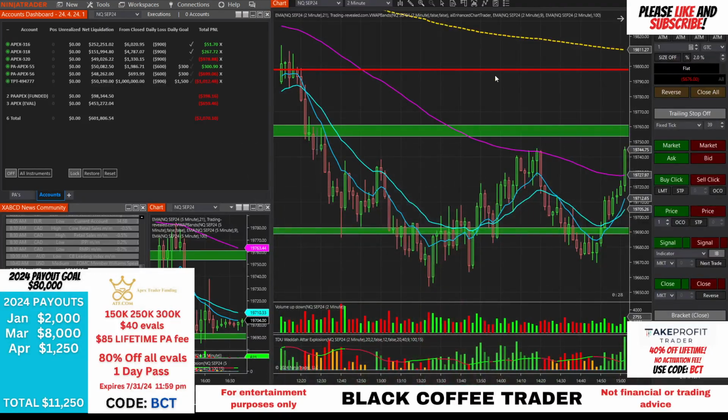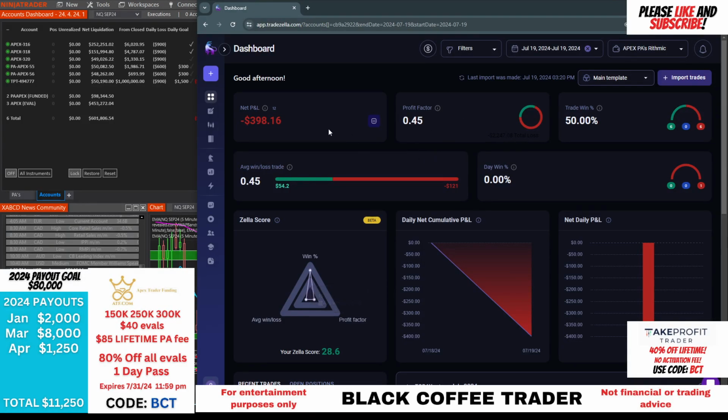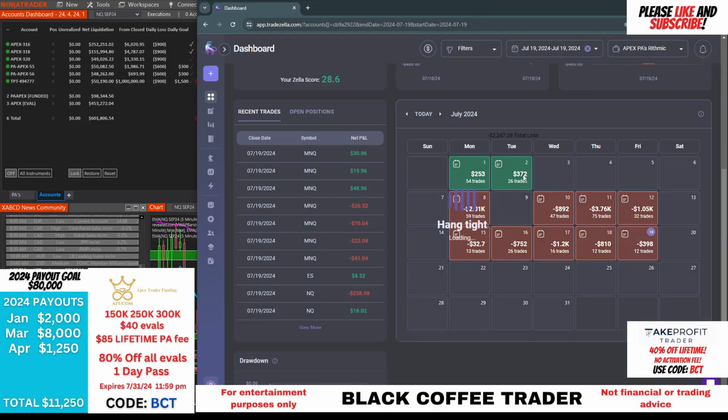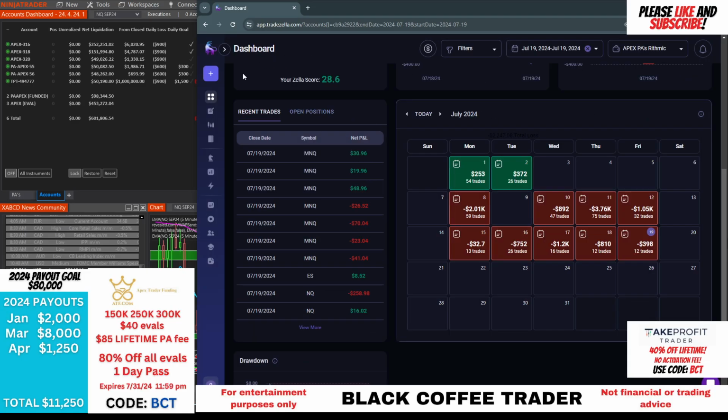Looking at TradeZella, here is today, 398, and the win I'm going to take, well, let's just look at my note. I'm trying to remember what I wrote down. High volume and high volatility day, very difficult for me to trade. Didn't take the first PA trade until almost noon. Added the daily profit target and daily loss limit to my accounts dashboard. I really like it. I need to respect it, which we just talked about. One PA is at the daily profit goal, the other is at the daily stop out. Overall, it feels like a good day despite being red again, which, yeah, that's exactly how I feel.